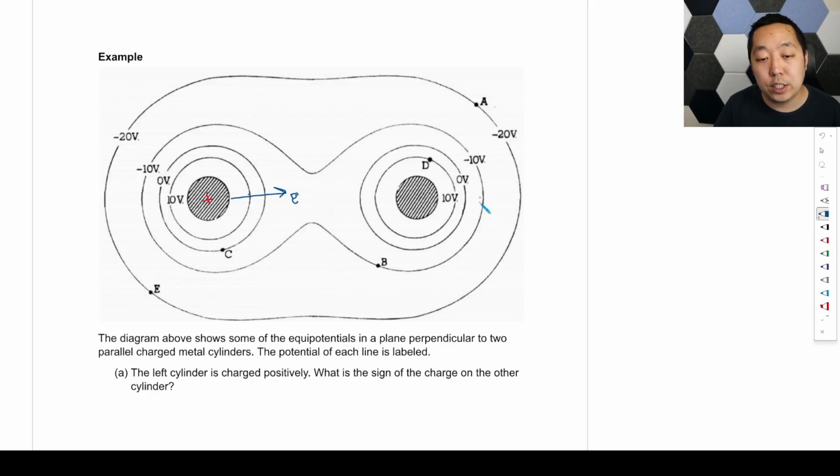Now, what's the direction of the electric field here? Well, it's going from higher potential to lower potential, so the electric field is going to point like this, because it goes from 10, 0, negative 10. The electric field is going to point that way, and it's also going to be positively charged. Positive because you can see the potential is decreasing, which means the electric field is moving away from the charge, right? Like a positive charge.